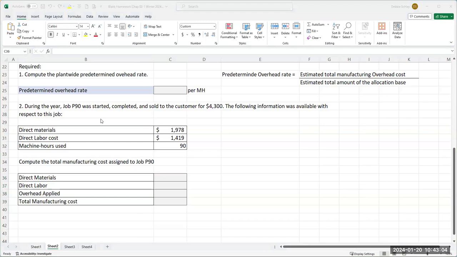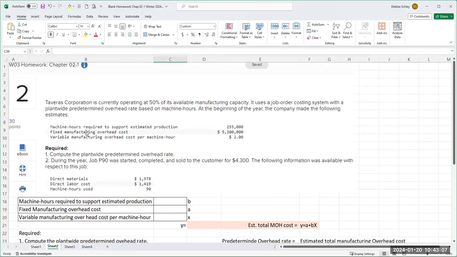Okay, question 2. Now we've changed gears. We're a totally different company now, but we're going to be doing similar calculations. Tavares Corporation is currently operating at 50% of its available manufacturing capacity. That's nice, but I don't know that that's relevant. It uses a job order costing system with a plant-wide predetermined overhead rate based on machine hours. So right there, there's my allocation base. It's going to be machine hours. At the beginning of the year, the company made the following estimates. So I'm going to put those numbers down here.